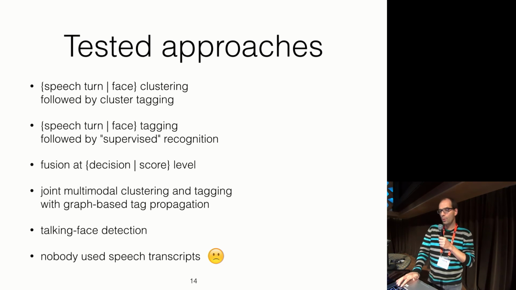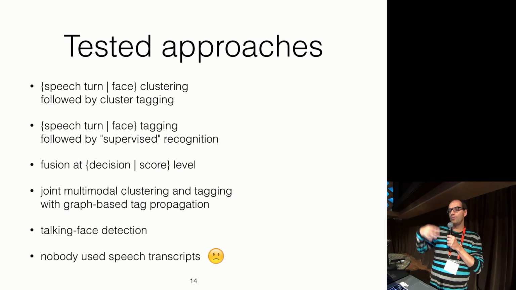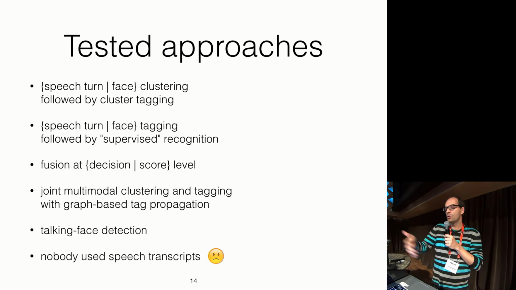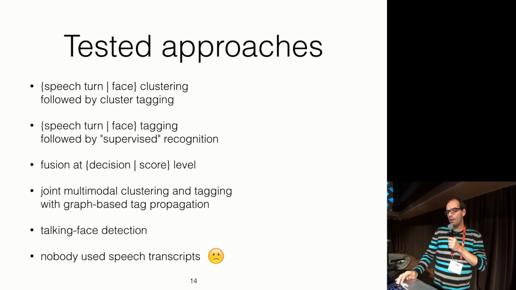And then just a few words on the tested approaches. The first family of approach was first doing speech turn or face clustering and then trying to propagate the names to the clusters. Another kind of approach was first tagging specific shots and using those tags to do pseudo-supervised recognition afterwards. Then there would be fusion at decision or score level. Another family of approach, by one participant, was to model the problem as a graph-based tag propagation problem.